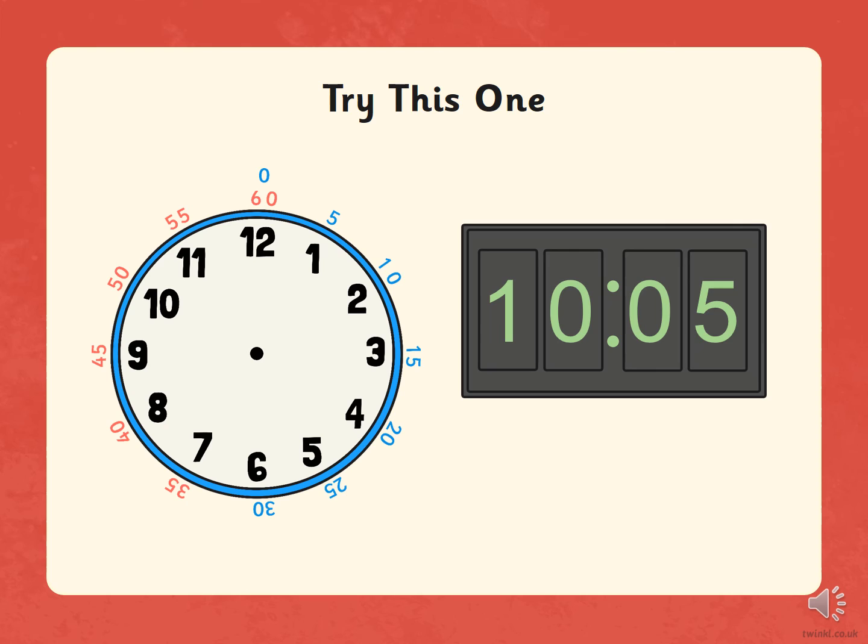And the final one, have a go at that one. So our hour hand again should have been just past the 10 this time, only 5 minutes have gone past, and our minute hand pointing at the 1 to show that 5 passed.